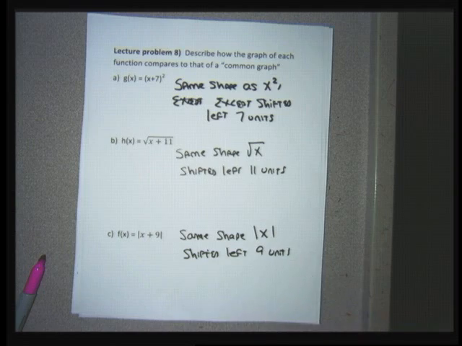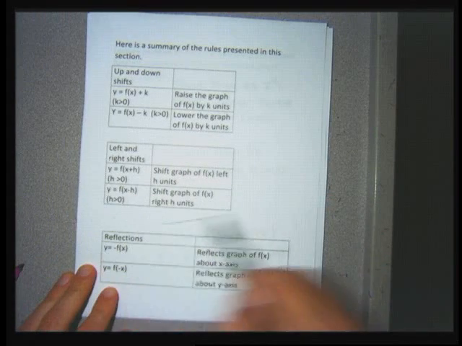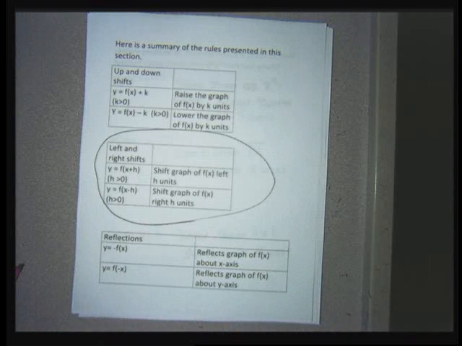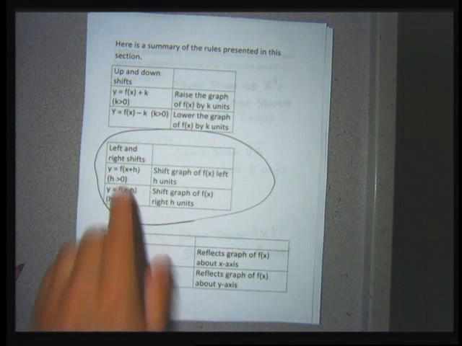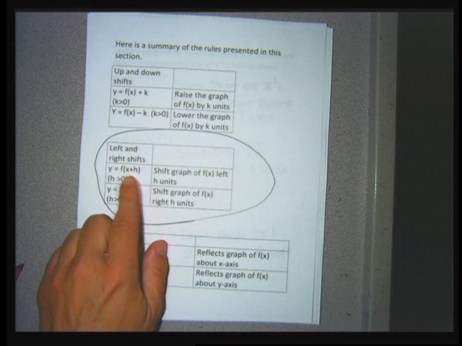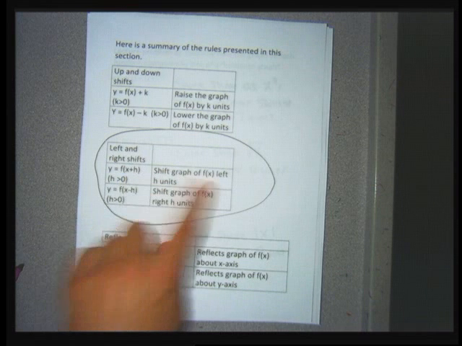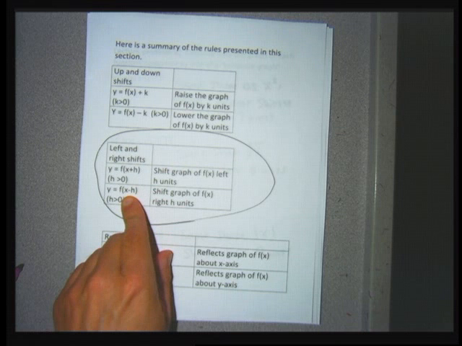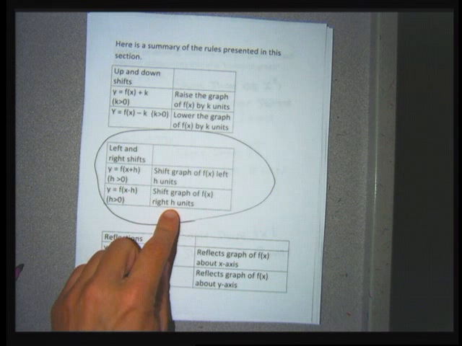Towards the end of this handout, or the end of this section, I wrote up some boxes, and this box, which is the second box or table, talks about left and right shifts, and it very specifically tries to hint out, if I put a number inside a parentheses and it has a plus, it's going to shift the graph to the left. If I put a number after the x inside a parentheses, which also includes under an absolute value or under a square root, and there's a minus, it shifts the graph to the right.